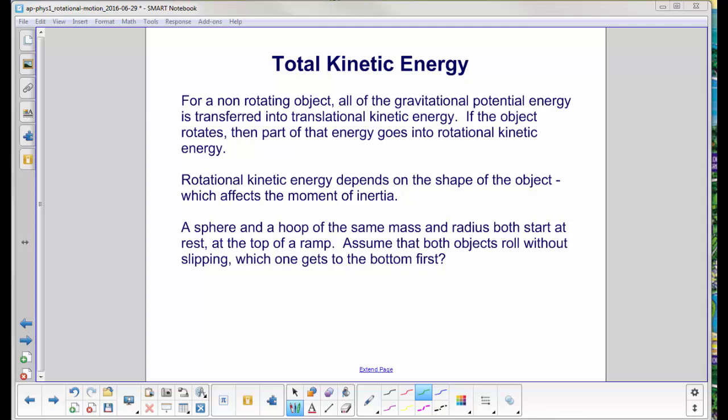For a non-rotating object, all of the gravitational potential energy that starts at the top of the incline is transferred into translational kinetic energy. And this would be for a block that's sliding down, or if you have a sphere and there's no friction, it just slides also. But if the object rotates, part of that energy goes into rotational kinetic energy. Rotational kinetic energy depends on the shape of the object, and that will affect the moment of inertia, which will then affect the acceleration. Let's take a problem. We have a sphere and a hoop. We have the same mass and radius, and they both start at rest at the top of a ramp. Assume that both objects roll without slipping. Which one gets to the bottom first, the bottom of the incline?